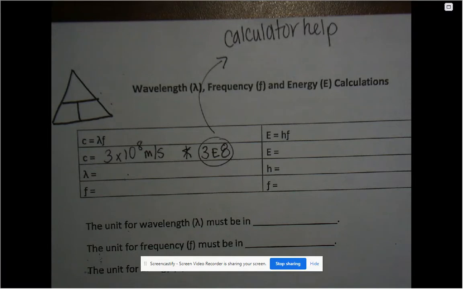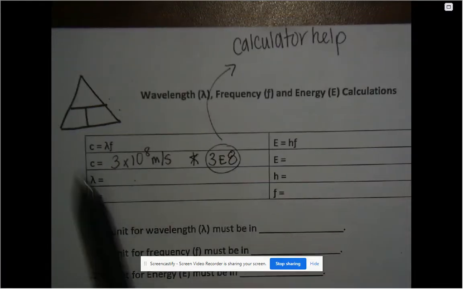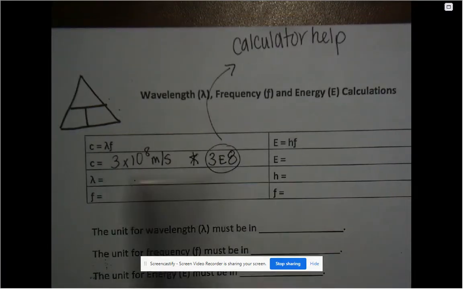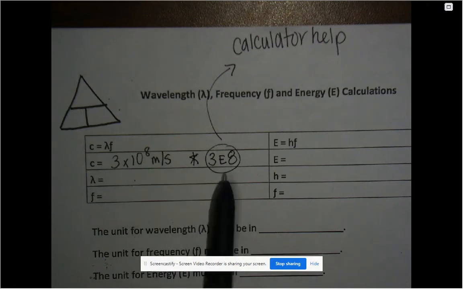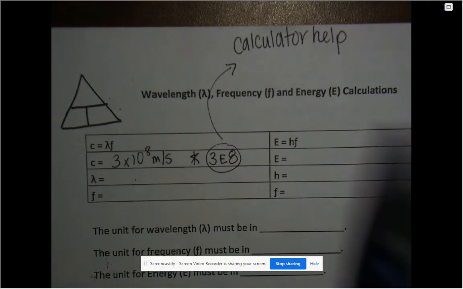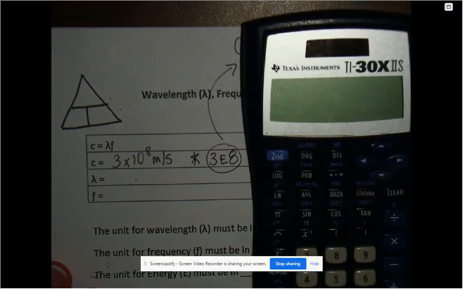Okay, we're all set? So you do want to have a calculator. All right, so we just said that these are our two equations that we're going to be using. 3 times 10 to the 8th can be written 3e8 on our calculator, so I'll show the calculator up here. Remember to type this in.